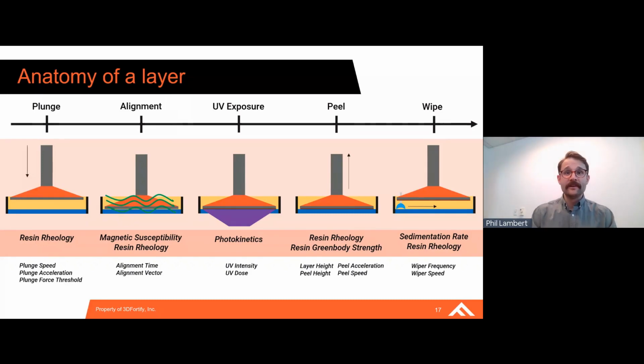And also playing a role here is your resin green body strength. If you aren't doing a complete cure in the 3D printer, then you have to be concerned with how strong your parts are. Are those parts strong enough to survive the peel? And are there ways that you can reduce the amount of force being experienced by the parts when they're getting peeled? And so in this step, we have control over things like layer height, peel acceleration, peel height, peel speed.